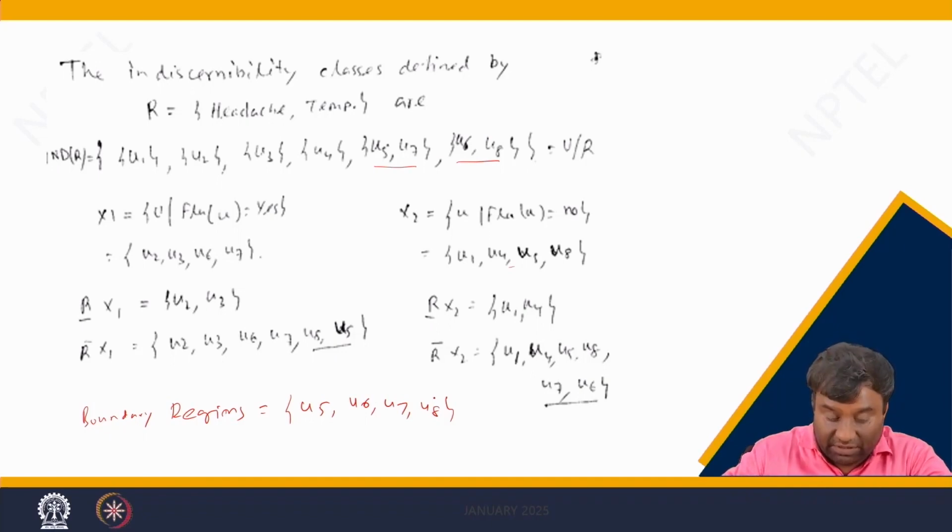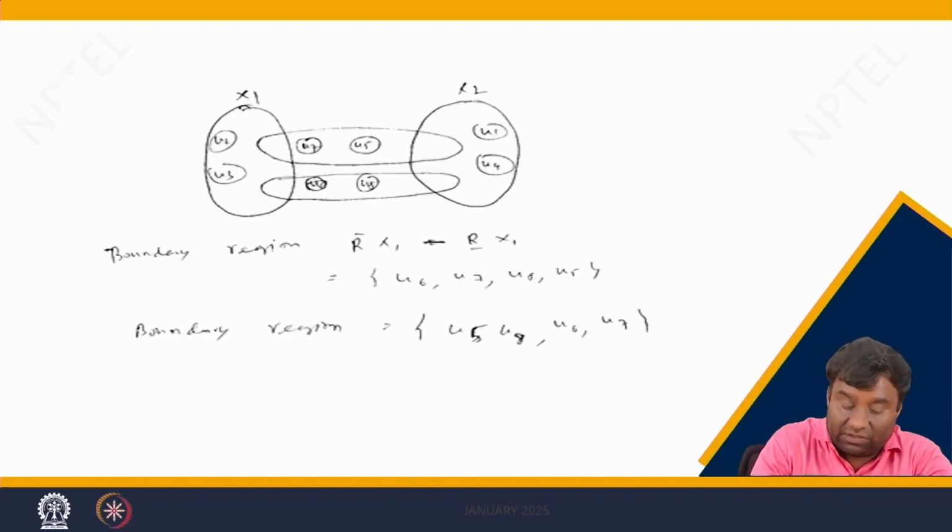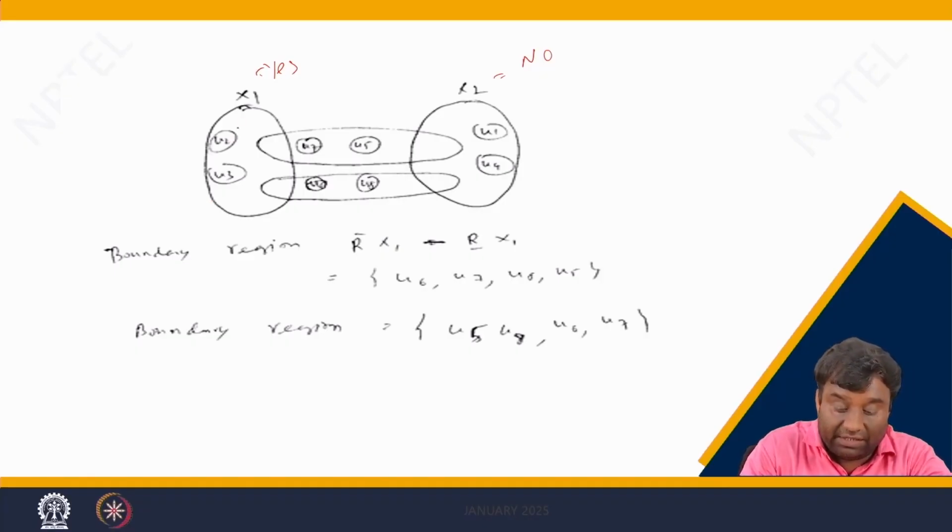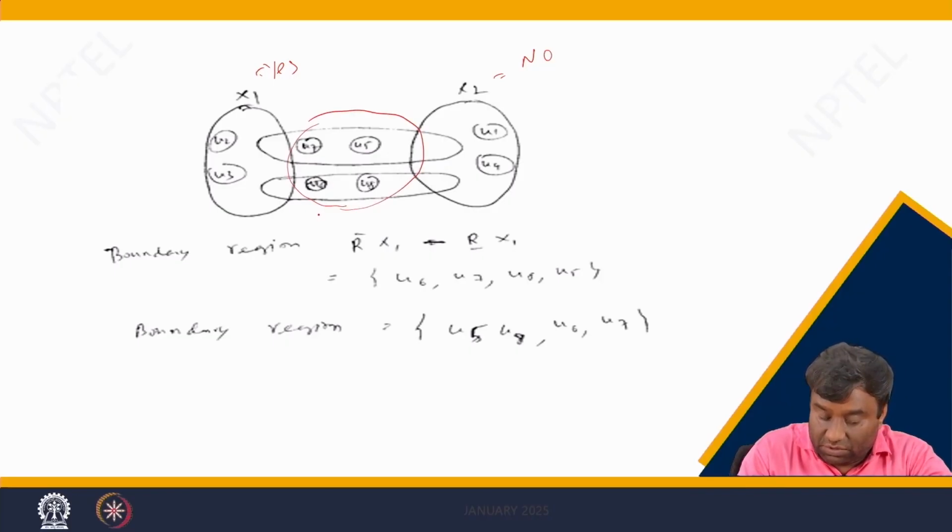In this diagram, X1 is for flu yes and X2 is for flu no. For yes, the lower approximation is surely U2 and U3, and for no, U1 and U4. These are the boundary regions: U7, U5, U6 and U8. So this is one example.